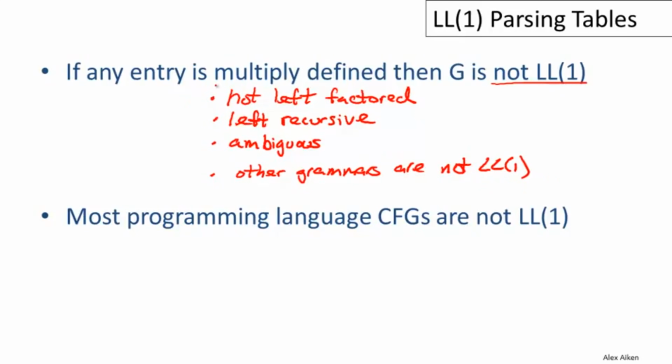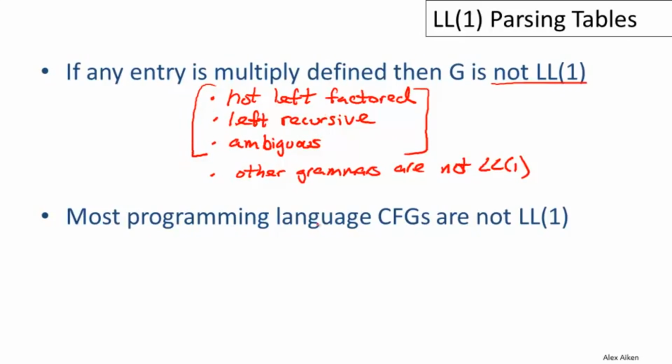So what this amounts to is that these 3 things are quick checks that you can do to test whether a grammar is guaranteed not to be LL1. But just because a grammar is left factored and not left recursive and unambiguous doesn't guarantee that it's LL1. The only way to know for sure is to construct the parsing table and see if all of the entries in it are unique.